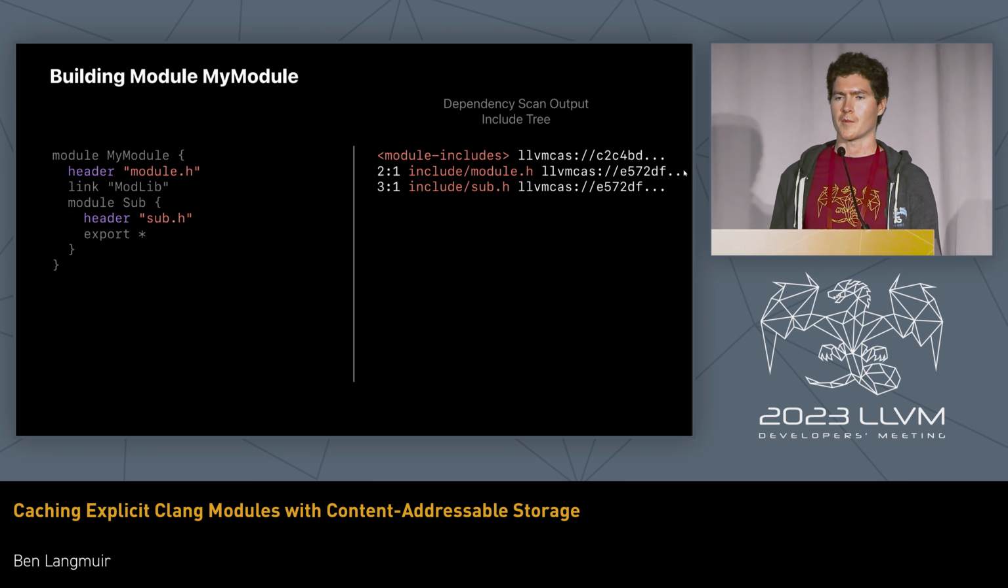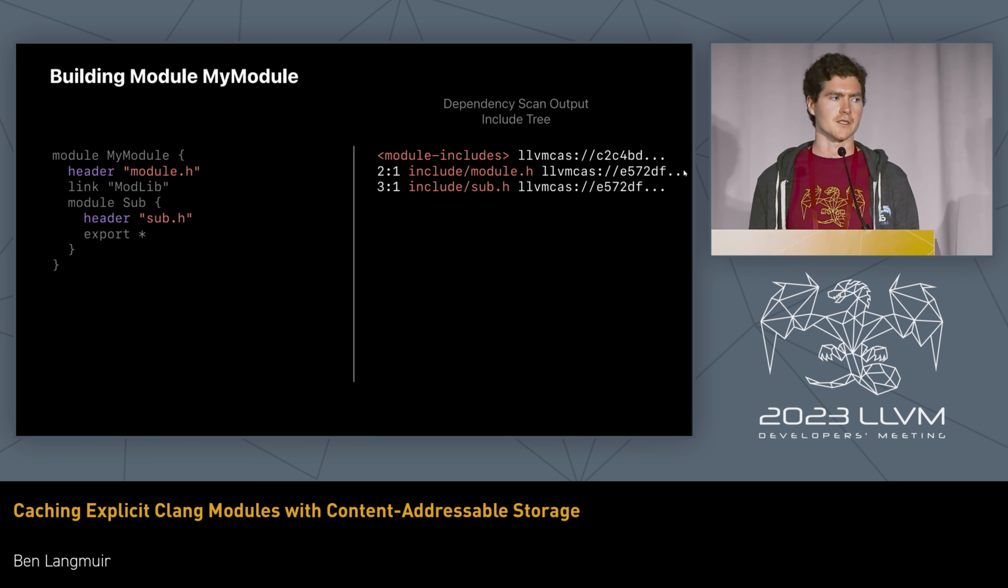Some parts of our module map have a straightforward implementation in the include tree. Our header declarations become includes in our include tree. In this case, the top level of our include tree is the virtual module includes buffer that the compiler generates.